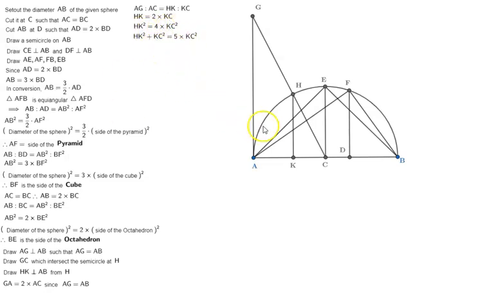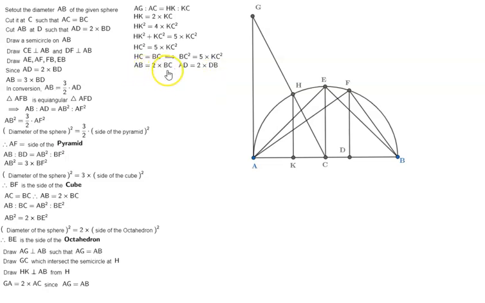Now what is HK square plus KC square? This is a right angle triangle, which means that HC square is equal to HK square plus KC square. So we can say HC square is equal to 5 times KC square. Now, HC is equal to BC, which implies BC square is equal to 5 times KC square.